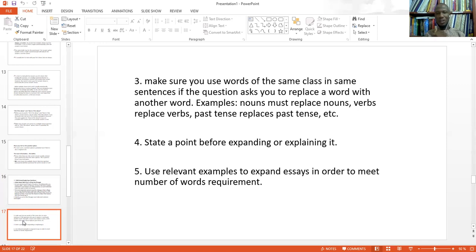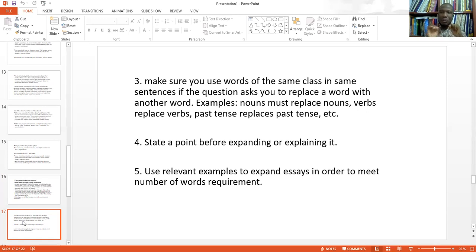So that is point four. I think I have spent enough time on that. No, that is point three, rather. Sorry. I think I've spent enough time on that. Let's go to point four. Point four says that you should state a point before expanding or explaining it. That is just it.